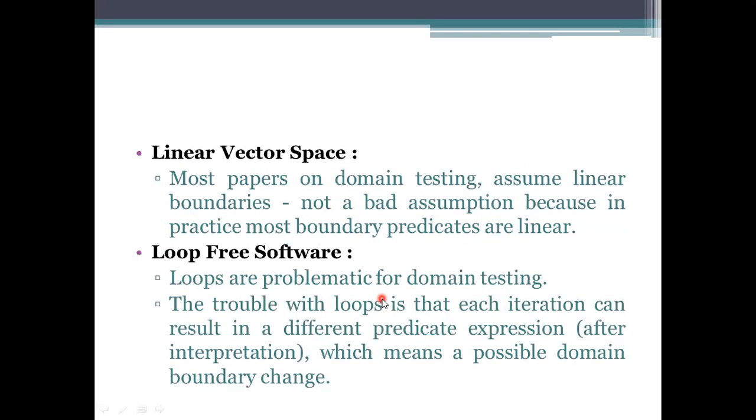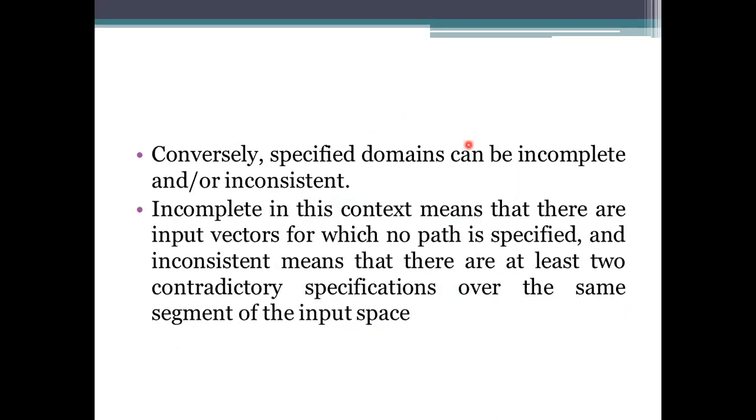And coming to the next one, linear vector space. In this linear vector space, we have linear boundaries. What are the linear boundaries we are using? Linear means in the planar, we are simply specifying the boundary as a linear line. So all the predicates we specify will be in a linear way only, but it is not like that. Why so? See this example.